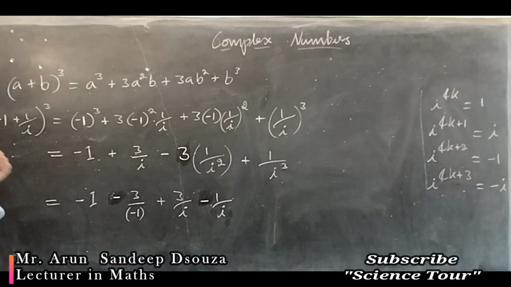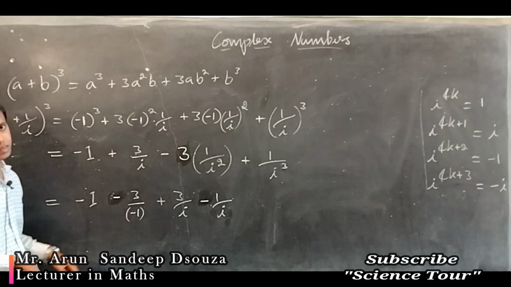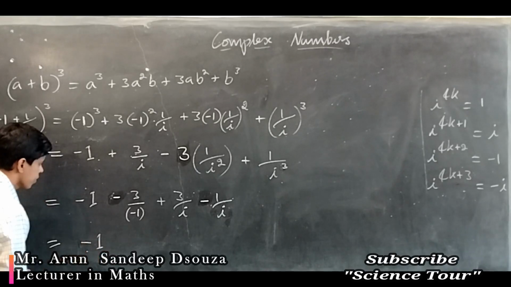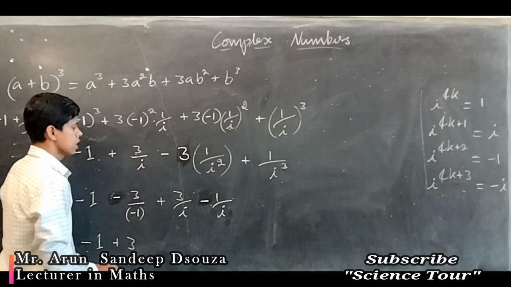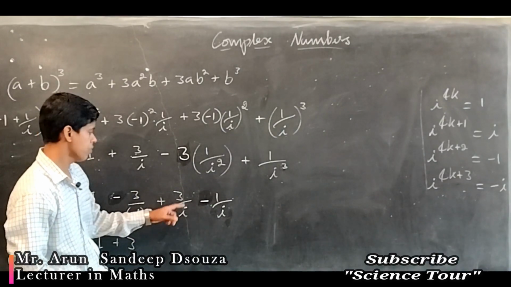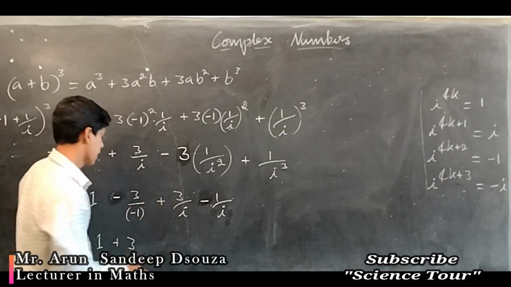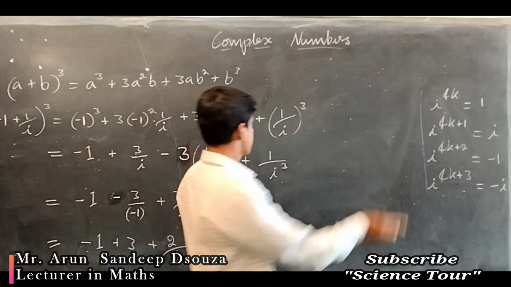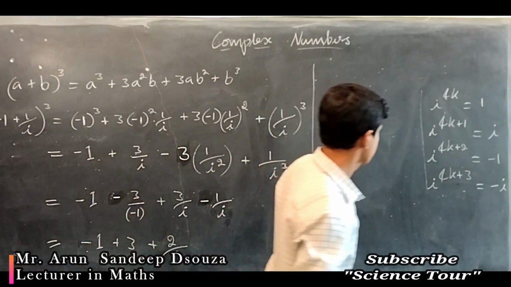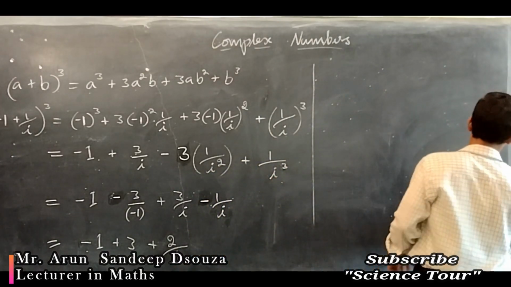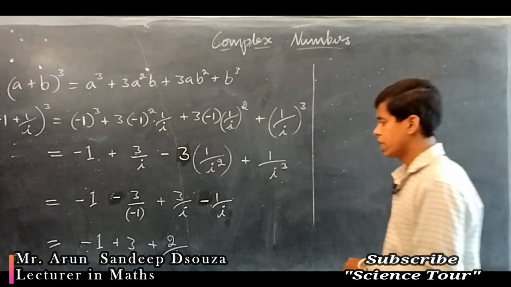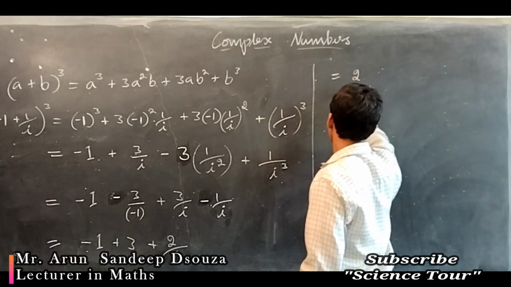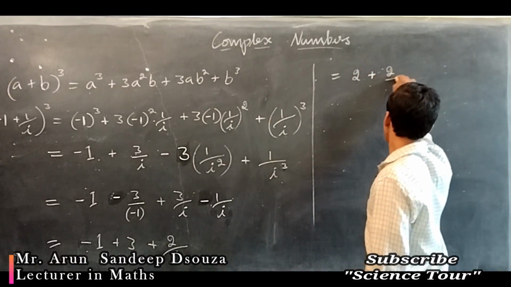I hope you understood that part. Now minus and minus becomes plus, common sense. So this is minus 1 and plus 3. Now denominators are same, so 3 minus 1 is 2 by i. Okay, next, what to do next? 3 minus 1, so that is 2, plus 2 by i.